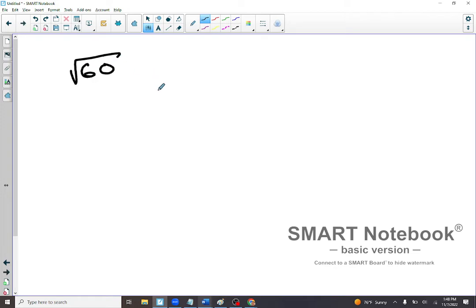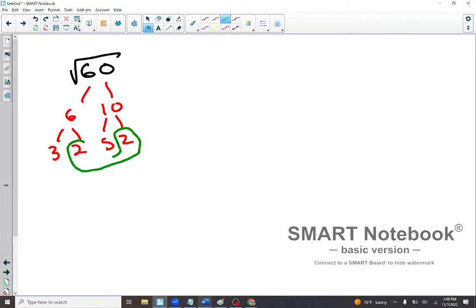No. Square root of 60. I want to simplify the square root of 60. So I do a factor tree. 6 and 10, 3 and 2, 5 and 2. Last time I was doing this, I was just plugging it into a calculator. But then I looked back at my notes and realized how to do it. So I'm going to pair up anything that has a pair. In this case, I have two 2s, so the 2s will pair up. And anything solo or individual, 3 and 5, is left over.